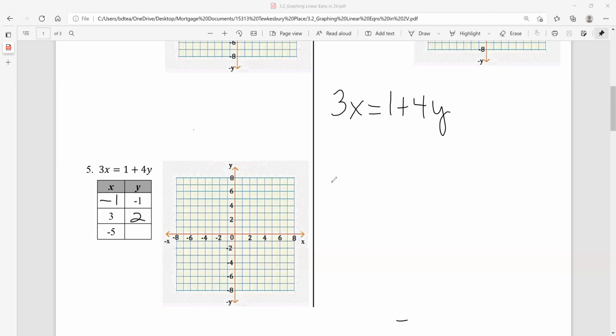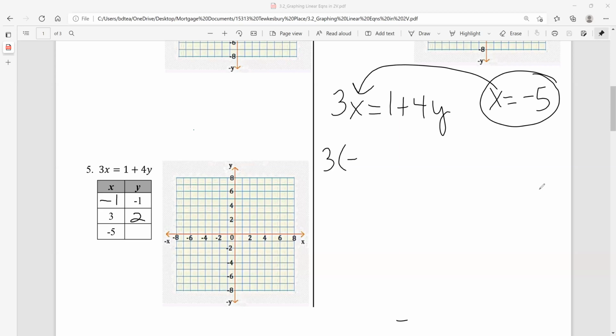Again, using the same equation, 3x equals 1 plus 4y. And now we're going to let x equals -5. So wherever x is, that's where we're going to do the substitution. We have 3 times -5 equals 1 plus 4y. This is a negative number, so this becomes -15 equals 1 plus 4y.